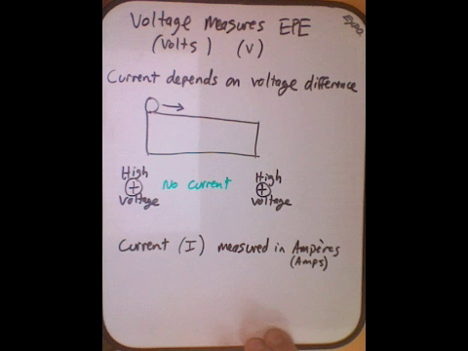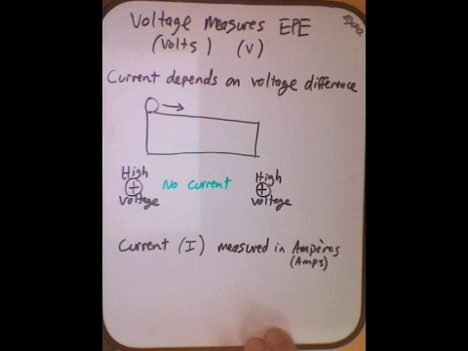Voltage itself is measured in volts, and it's named after a scientist, Mr. Volta, who studied electricity a long time ago and invented some of the first batteries. Sometimes the symbol for volts is just abbreviated to V. And it measures the electrical potential energy of something. So voltage is actually a measure of that electrical potential energy.